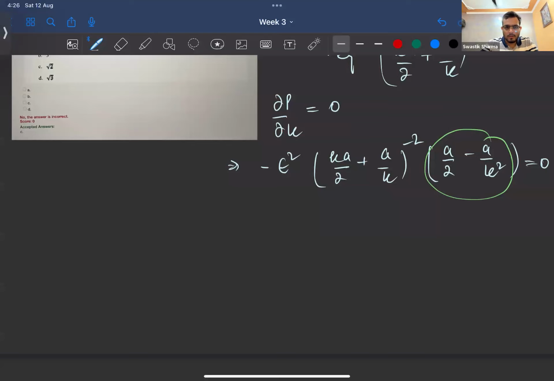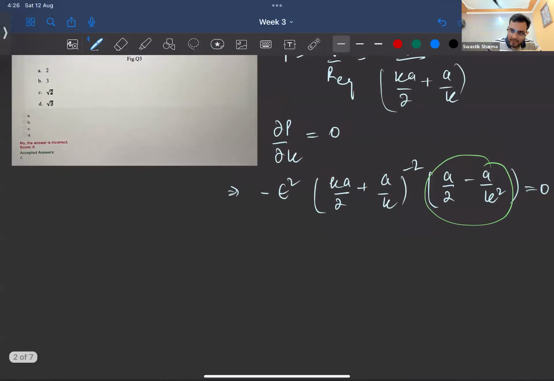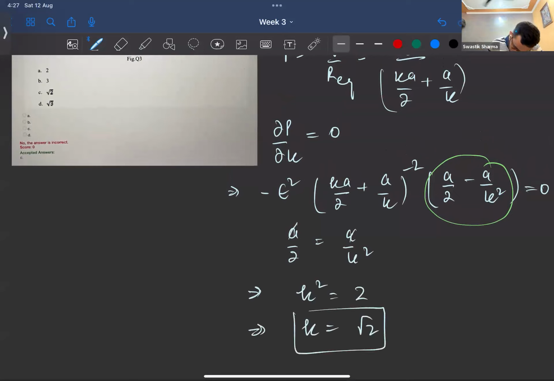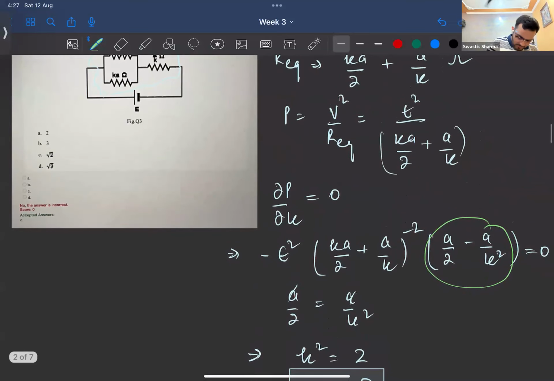Okay, so for this, we'll equate this to 0, and this would come out to be like this. Since A and A will get cancelled, K square will be equal to 2, that means K is equal to under root 2, plus minus. So let's say it's plus, right? So the correct answer is C, and that's what's given in the figure as well.